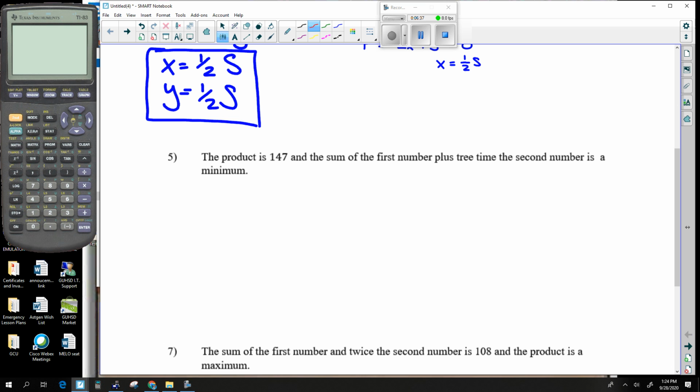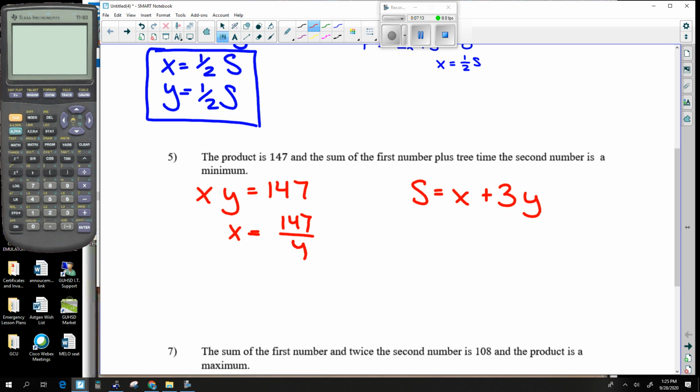The product is 147. So x times y is 147. The sum of the first number plus 3 times the second number is a minimum. So s is going to be a minimum. Okay, let's solve for one of these things. So let's go x, for instance. X is equal to 147 divided by y.